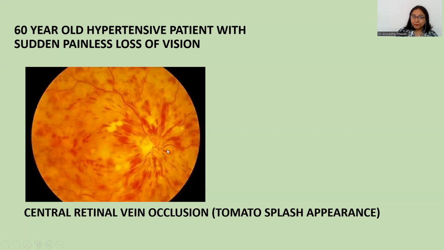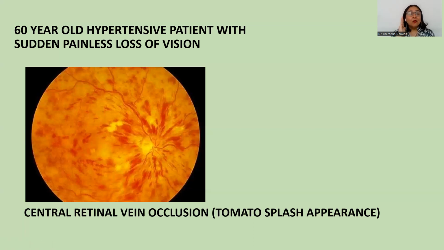the disc is swollen because the margins of the optic nerve are not clear. So even the disc is swollen. The central area is also swollen. Okay? So this is a case of central retinal vein occlusion, dear friends. So please keep this picture in your mind. It is very commonly asked picture.